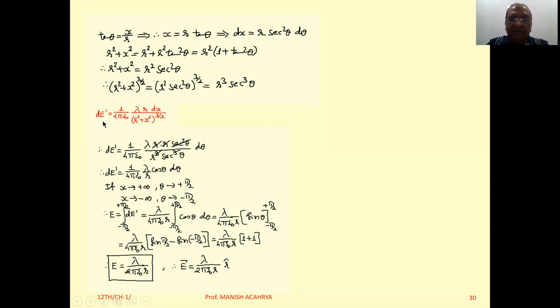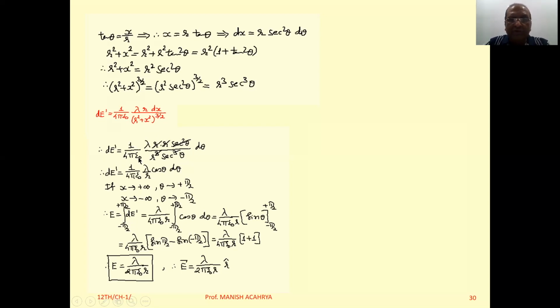Now see our equation, that is dE dash equal to 1 upon 4 pi epsilon 0 lambda r dx upon r square plus x square raised to 3 by 2. Now we substitute all these changed values in it.